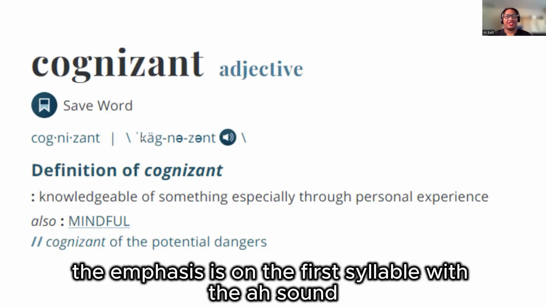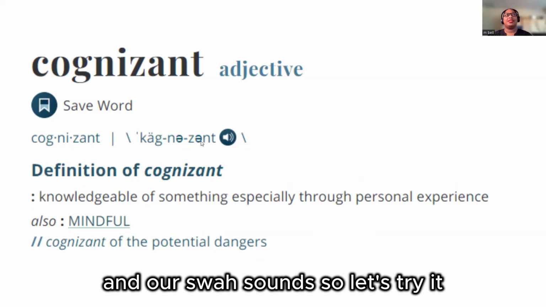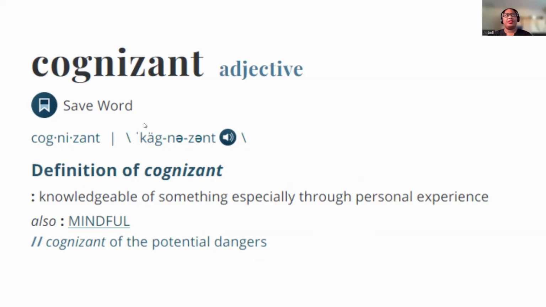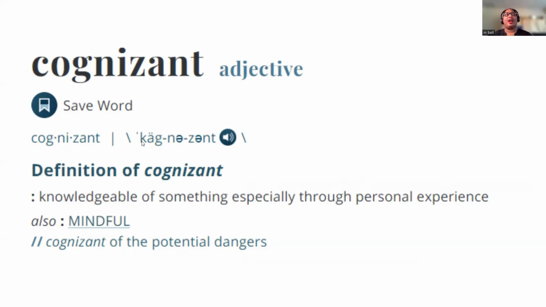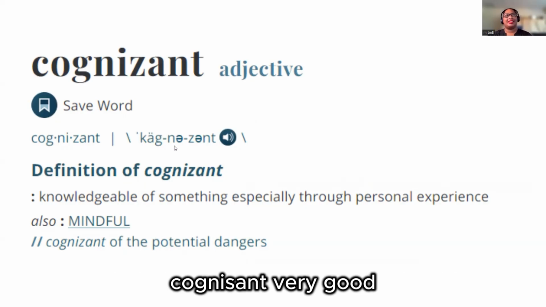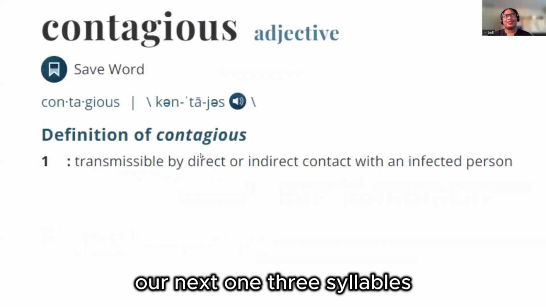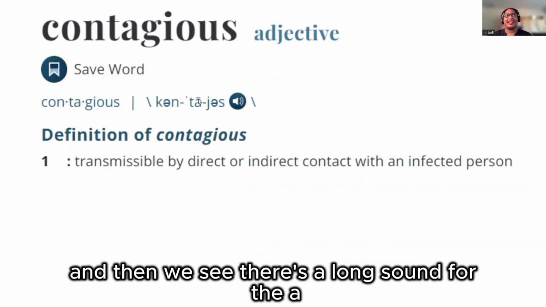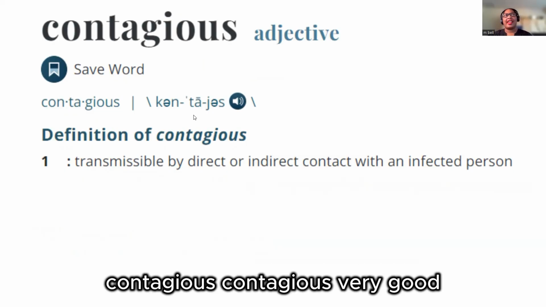The next word we have is 3 syllables. The emphasis is on the first syllable with the "ah" sound. "Ka," "ka," and our schwa sound. So let's try it. Cognizant, cognizant. Very good. Our next one, 3 syllables, emphasis on our second syllable. And then we see there's a long sound for the A. Contagious, contagious. Very good.